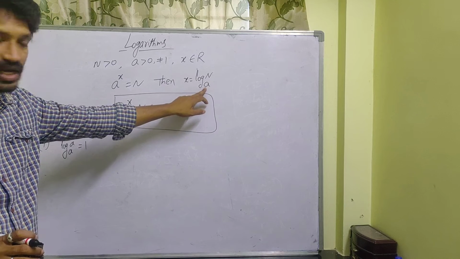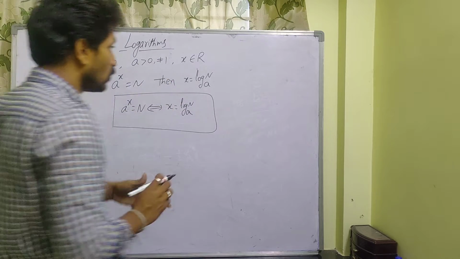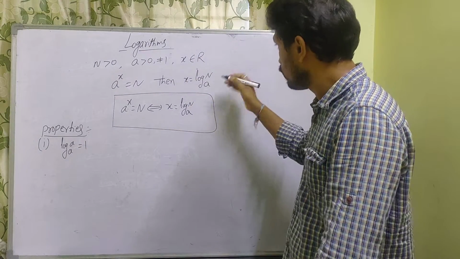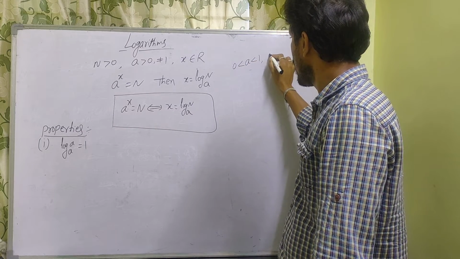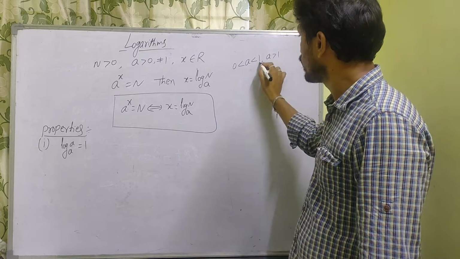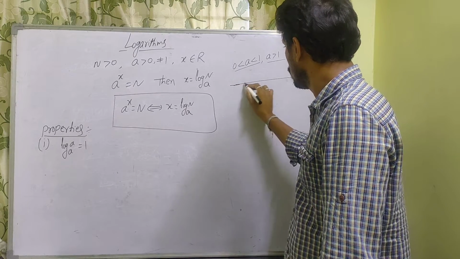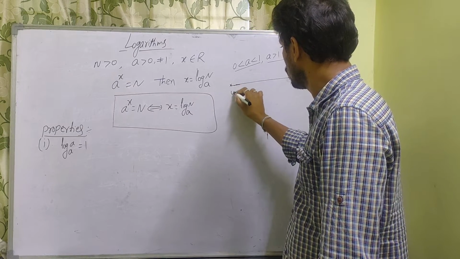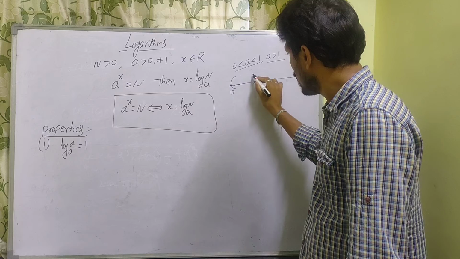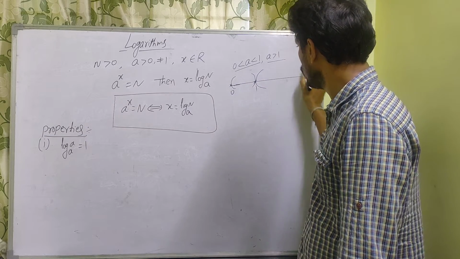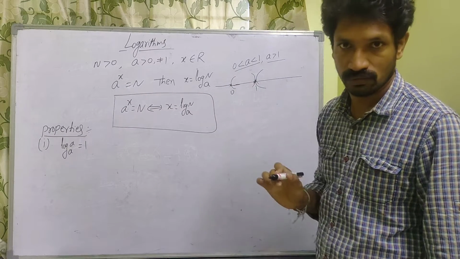What is the base? You consider that it should always be greater than 0 but not equal to 1. Greater than 0 but not equal to 1 means, one more way you can write it: 0 less than a less than 1 and a greater than 1. These two cases will happen. Okay, let us consider this is the real number line. So here 0 is there, here 1 is there, and after 1 we have some numbers. So a should lie between 0 and 1 or between 1 and infinity. Don't consider 1, or numbers less than 0, or 0 also.